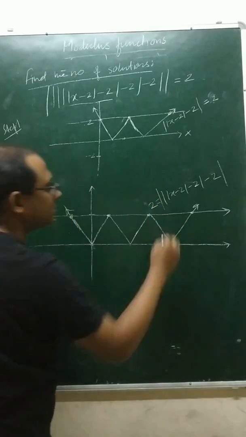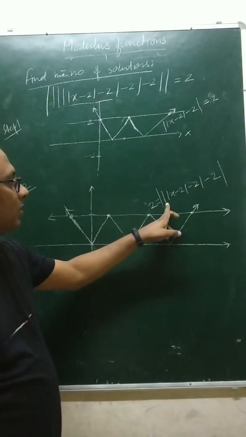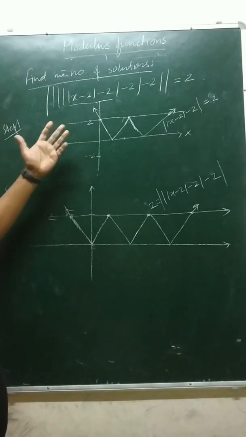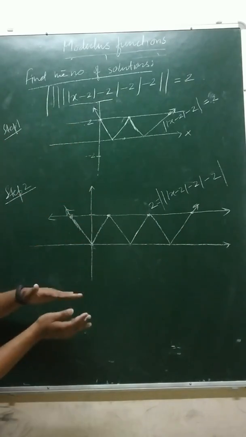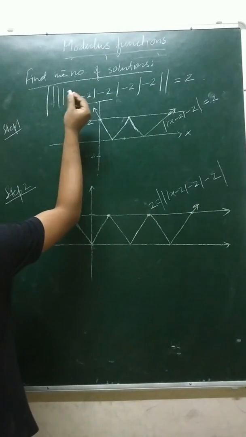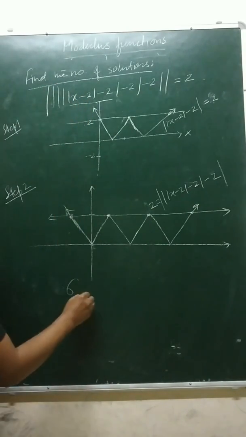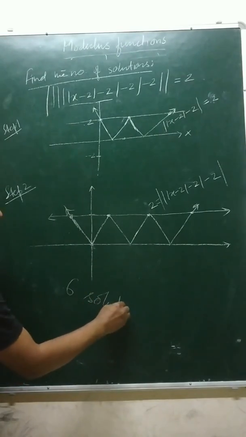Now you see the number of modulus is 3, and we are getting 4 solutions. So by going this way we can see that with how many modulus? 1, 2, 3, 4, 5. This one will have 6 solutions. Please try this out.